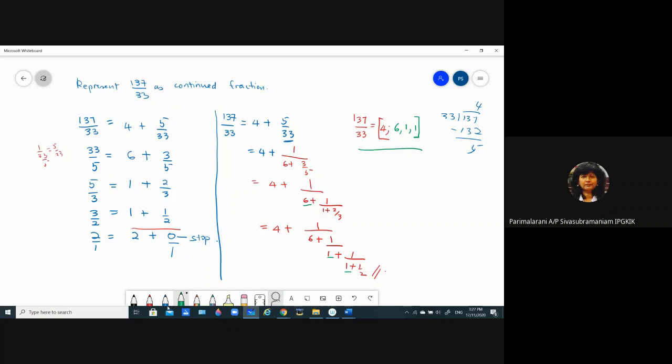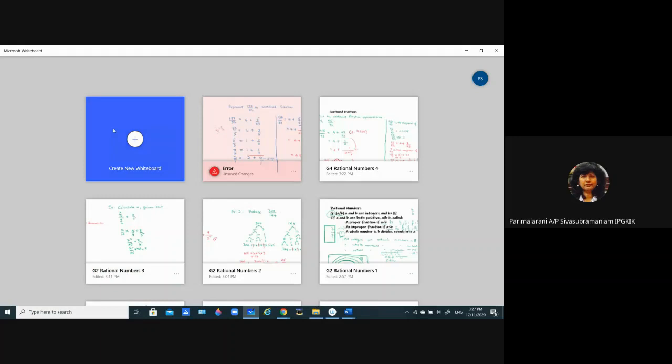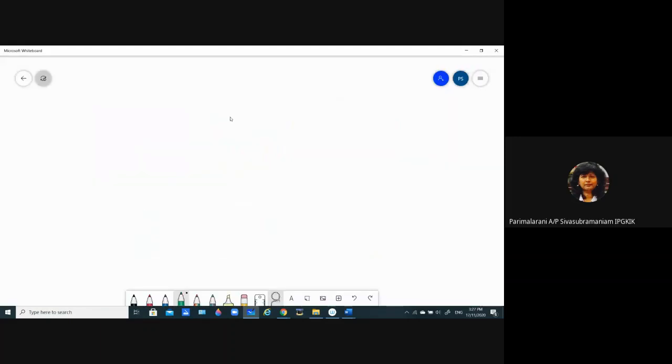Can you understand that? Yes, madam. Everybody can? Okay. Let's do one more. Represent 11 over 7 as a continued fraction.